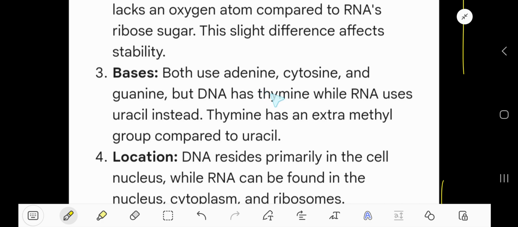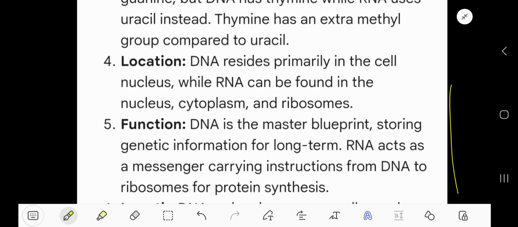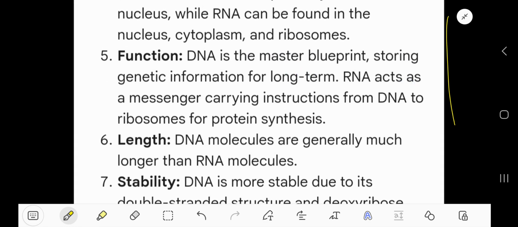Bases. Both use adenine, cytosine, and guanine, but DNA has thymine, while RNA uses uracil instead. Thymine has an extra methyl group compared to uracil. Location. DNA resides primarily in the cell nucleus, while RNA can be found in the nucleus, cytoplasm, and ribosome. Function. DNA is the master blueprint storing genetic information for the long term. RNA acts as a messenger carrying instruction from DNA to the ribosome for protein synthesis.